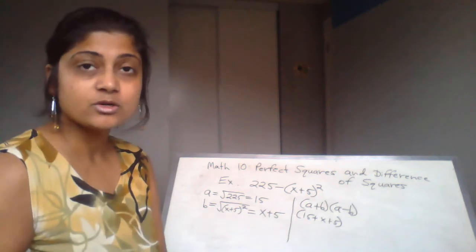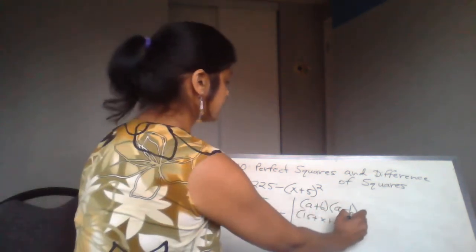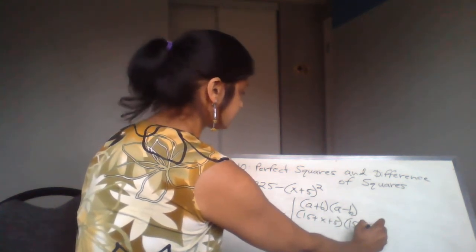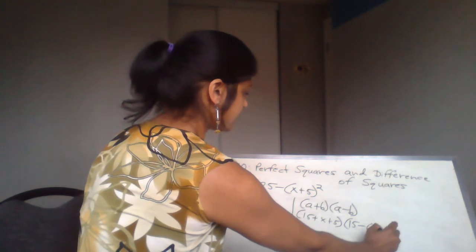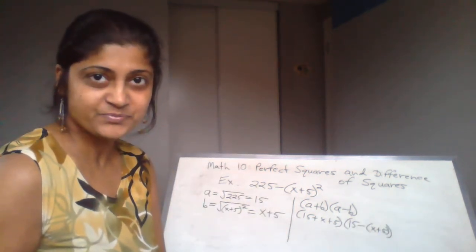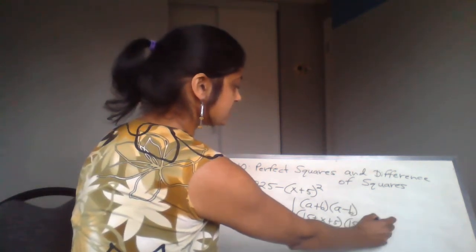Okay, and we're going to leave the expression like this because we do have to simplify it. The second one is going to be 15 minus x plus 5. Okay, so again, notice that I am putting double brackets in here. And the reason is we do have to distribute this bracket out, okay?